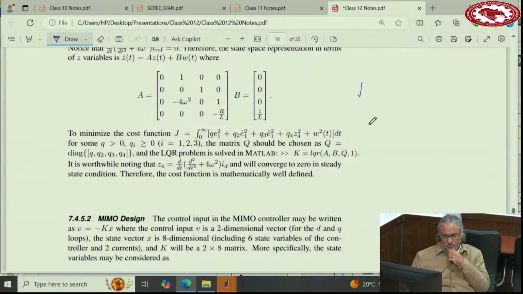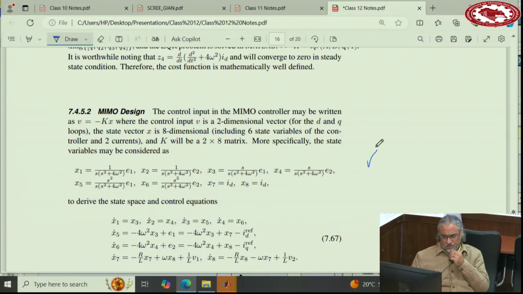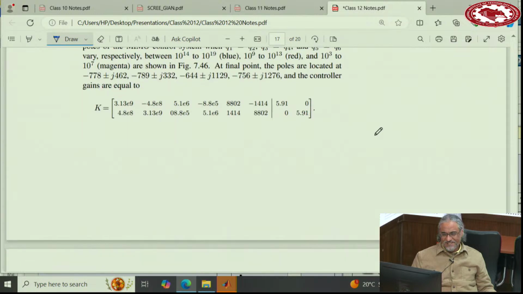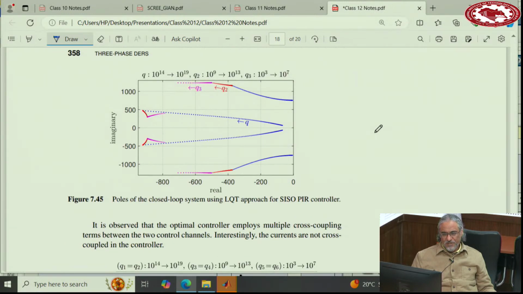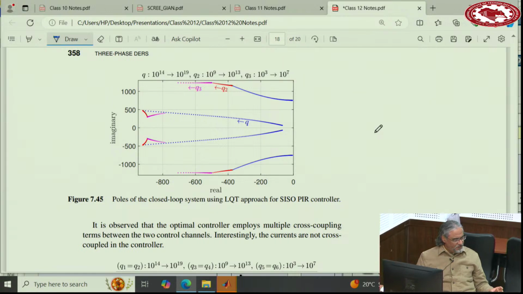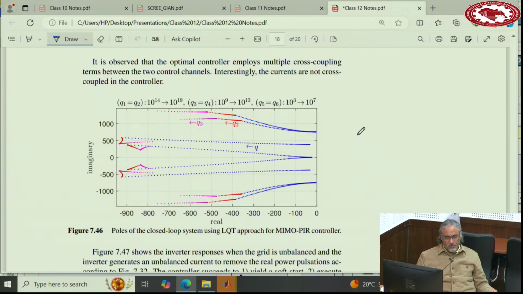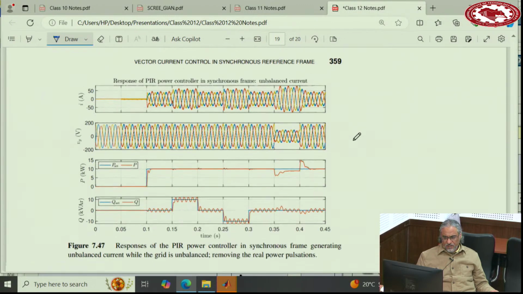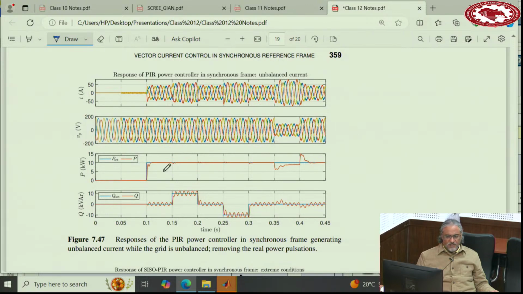So this is CISO for that one, and this is MIMO. And the problem becomes really huge. So these are PIR designs. You have PI and R, resonant at double frequency. So even for CISO now you have 4 poles, and for MIMO you have 8 poles. And now you see the pulsations of real power are removed.